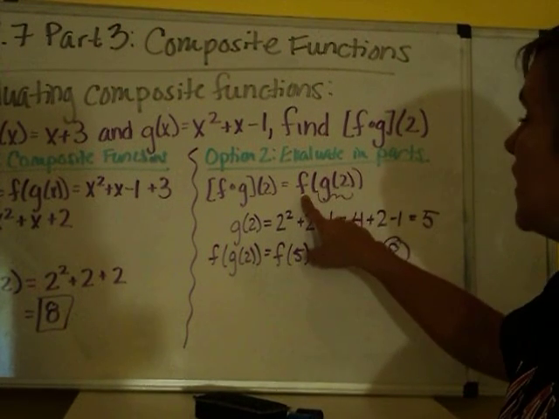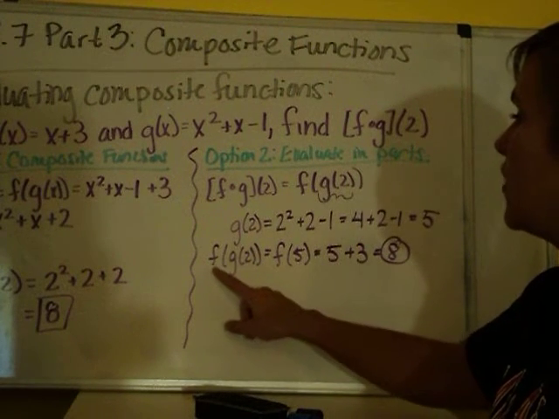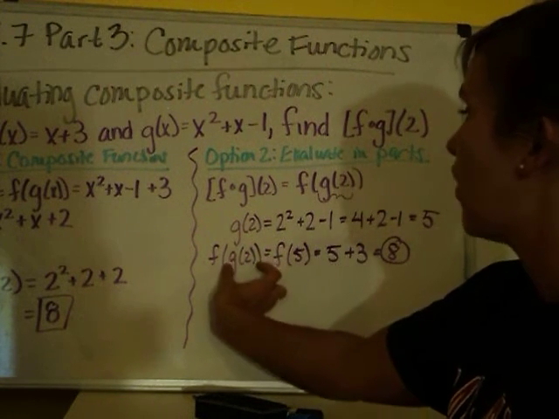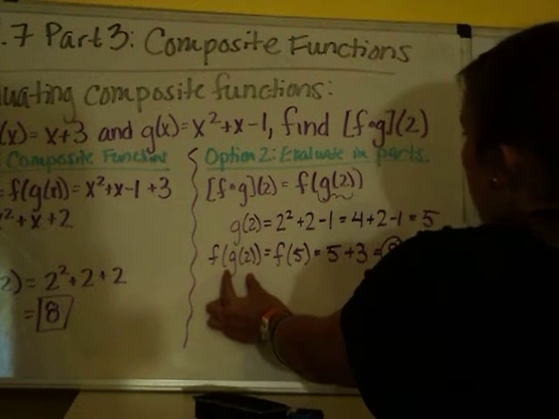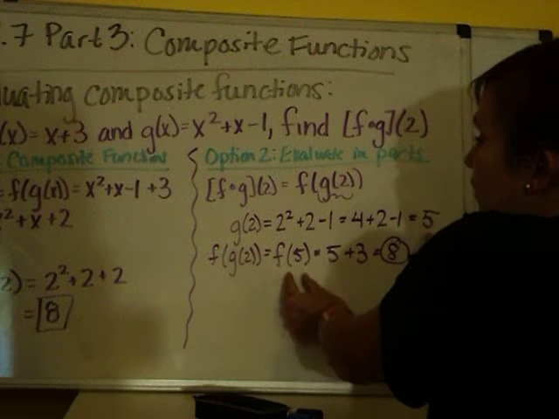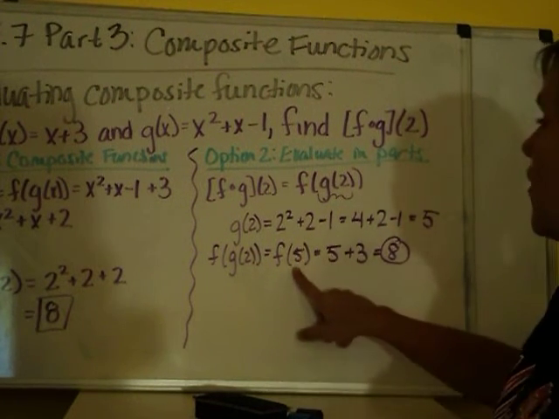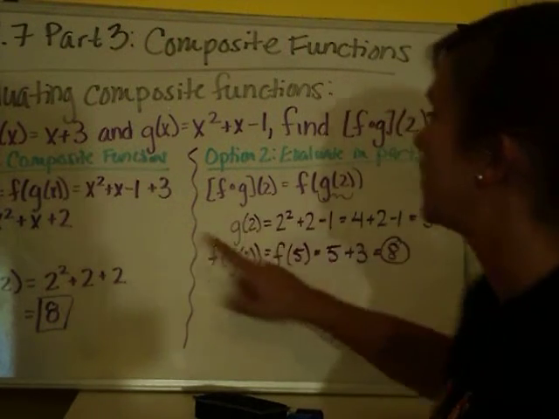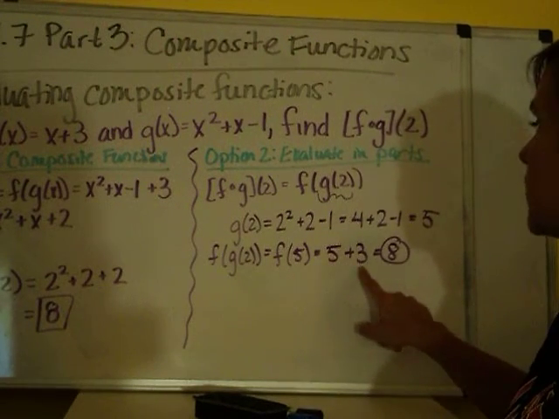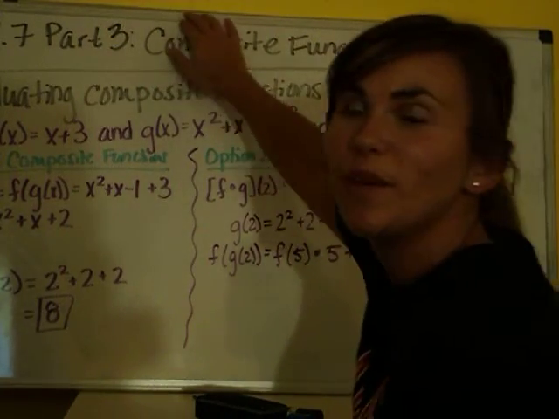Then we see here that we're plugging our g of 2 into our f. So we're taking f of g of 2. Well, we know that g of 2 equals 5, so we can replace g of 2 with 5 because that's its value, and now we're just calculating f of 5. If we put in 5 where we have our x over here, we get 5 plus 3, and that's 8. Two ways. You can pick your favorite.